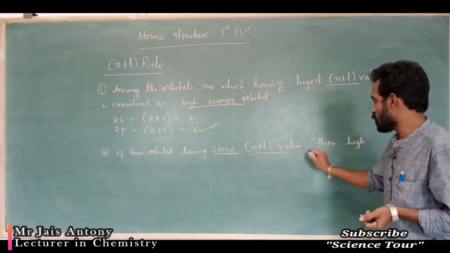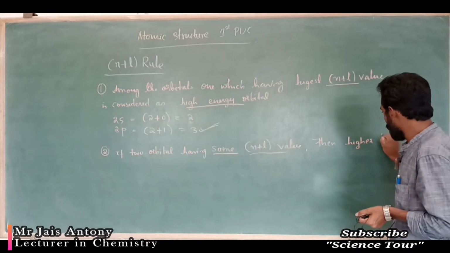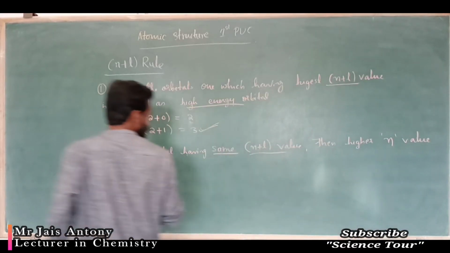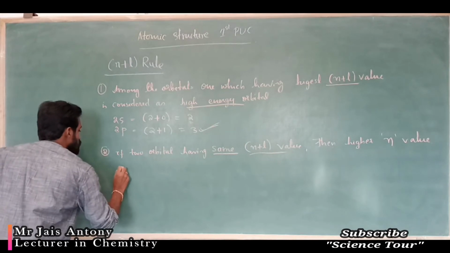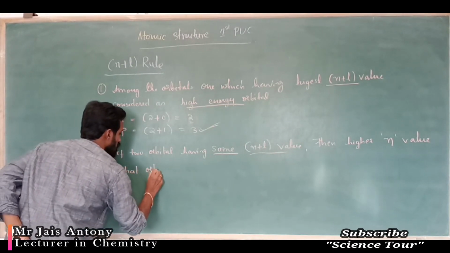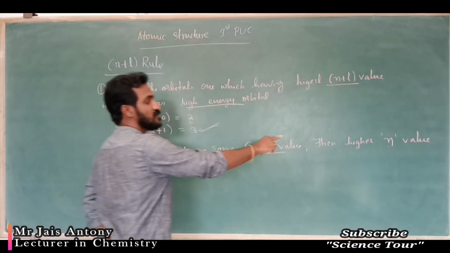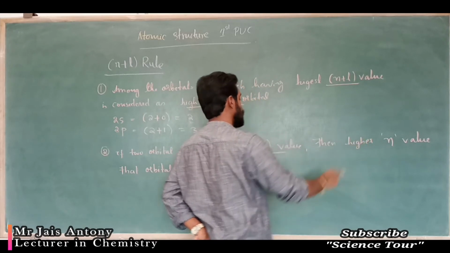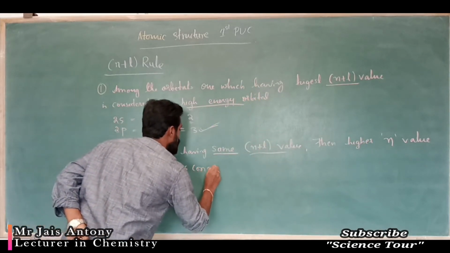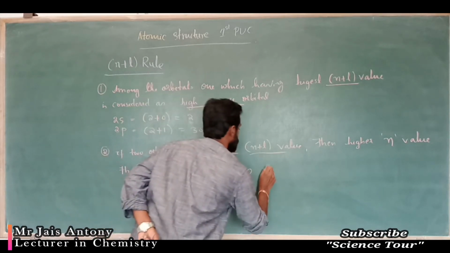One more point is there. Then, the higher the n value, that orbital is considered the highest energy orbital.